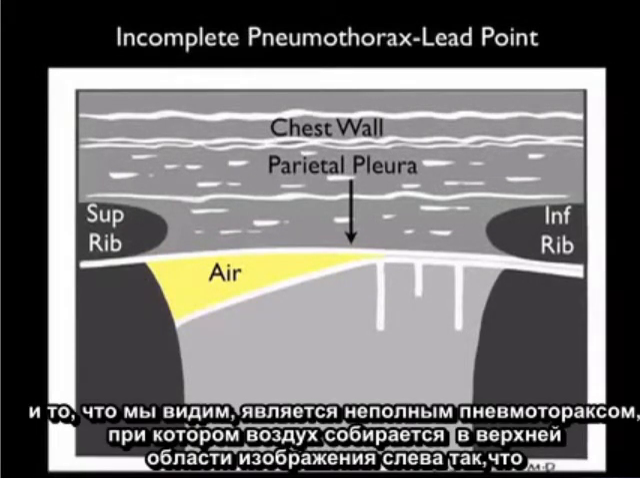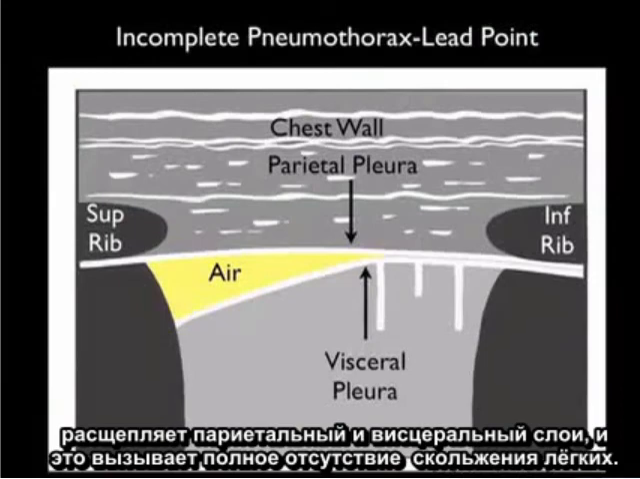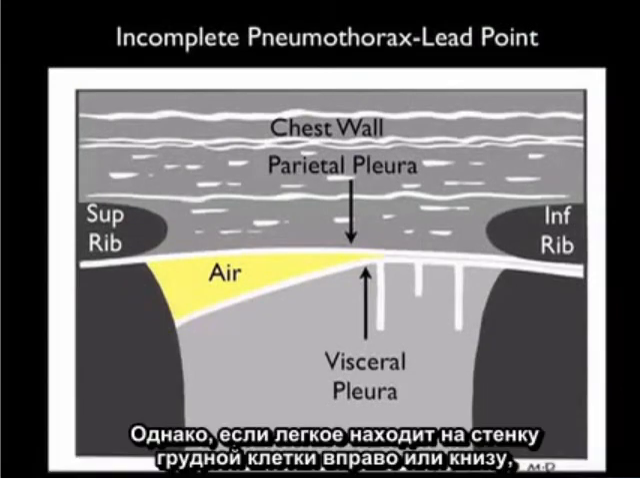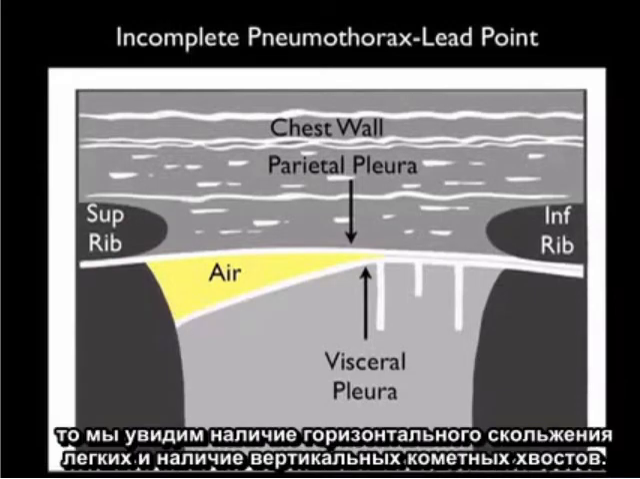And what we see is an incomplete pneumothorax with air collecting to the superior aspect of the image to the left, thus splitting the parietal from the visceral layers and causing an absence of lung sliding superiorly. However, as the lung is coming up against the chest wall to the right or inferiorly, that's where we'll see the presence of horizontal lung sliding and the presence of the vertical comet tails.